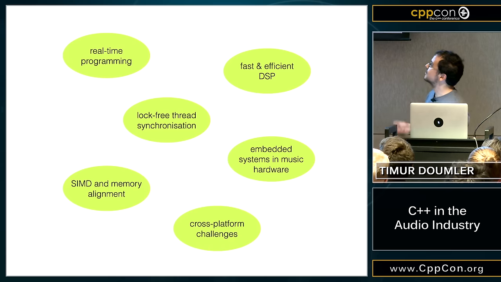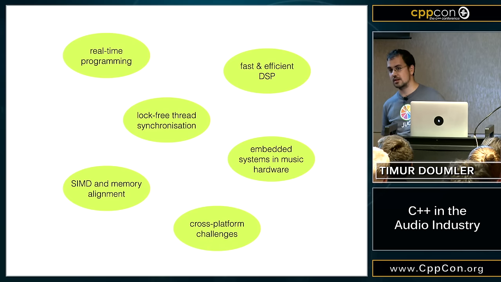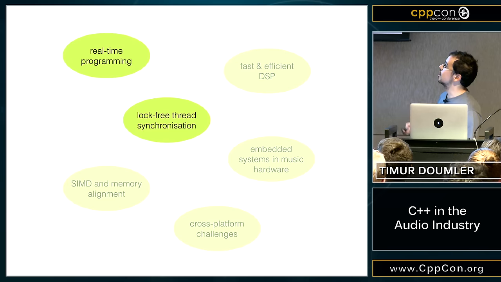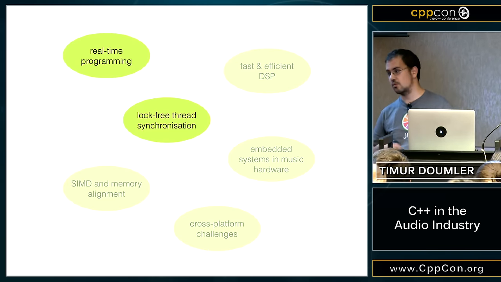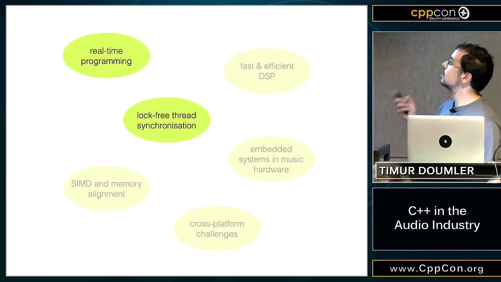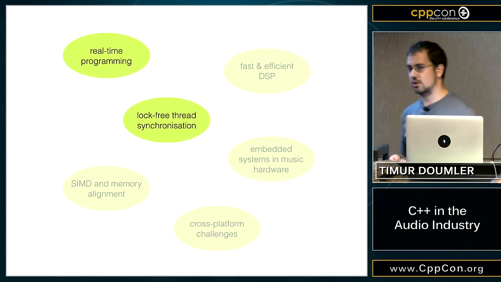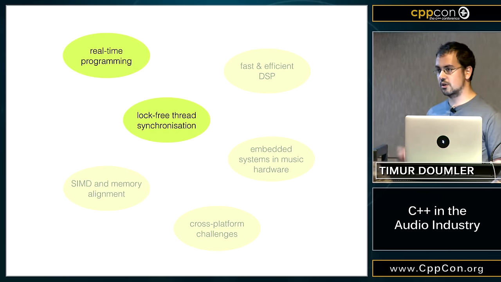So I had to limit this talk to something, and I thought, okay, what's the defining thing about audio which is different from most other use cases of C++? And I think that's really the real-time aspect of it. So I'm going to talk about real-time programming and why that's different probably from other uses of the language. And if you want to do real-time programming, you want to do lock-free programming as well. So I'm going to talk about that. And I'm going to show a few code examples.